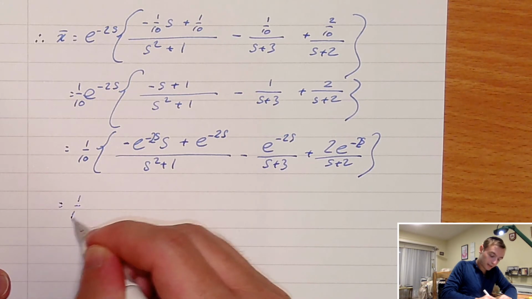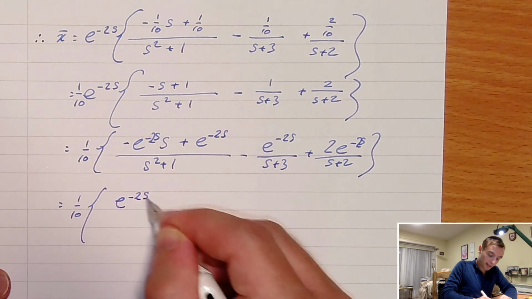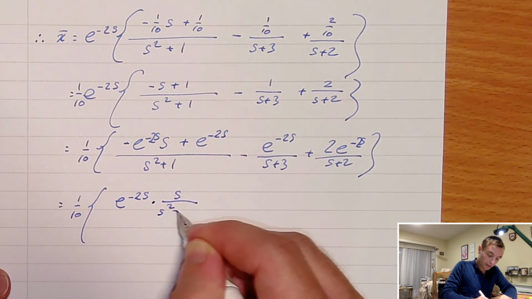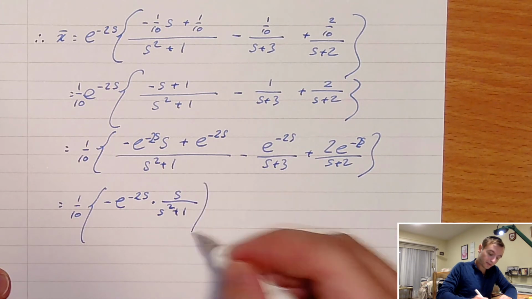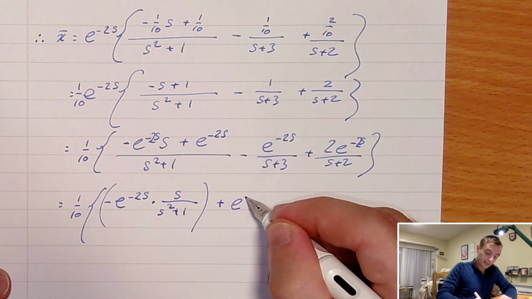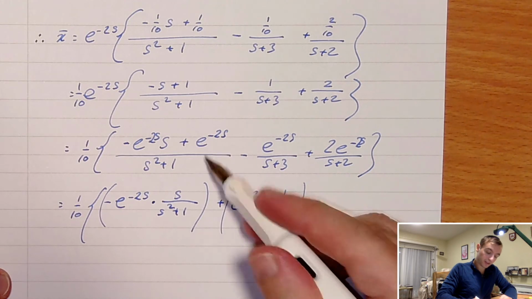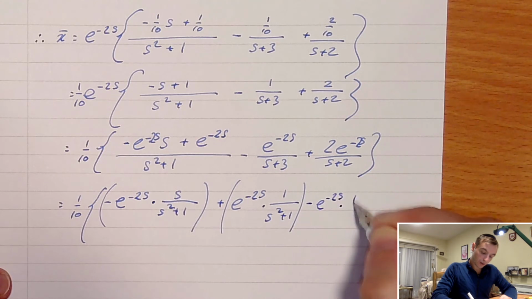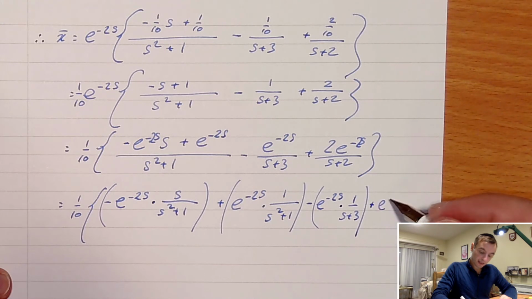And then let's bring this into its component parts. We have e to the minus 2s times s on s squared plus 1, that's a minus, and that will be the first term, plus e to the minus 2s times 1 on s squared plus 1, the second term. So I've just split that up into two parts, minus e to the minus 2s times 1 on s plus 3, plus e to the minus 2s times 2 on s plus 2.